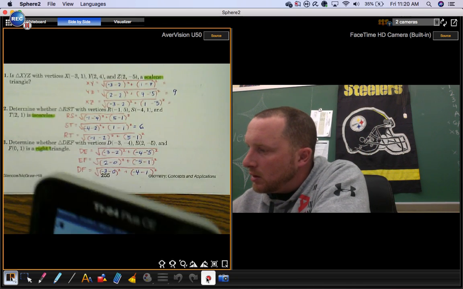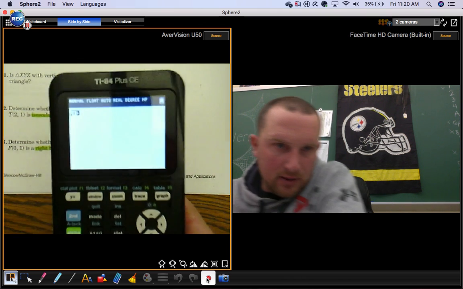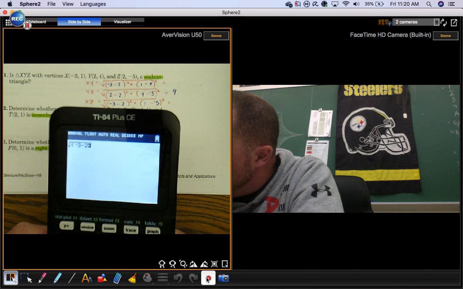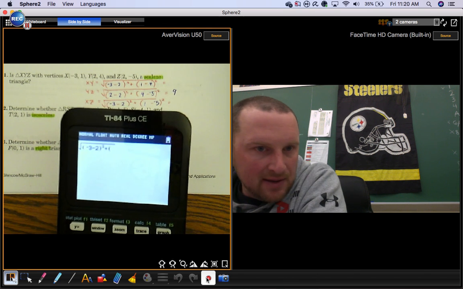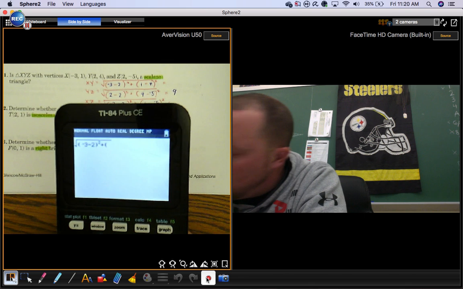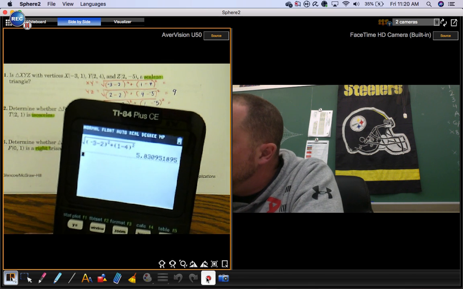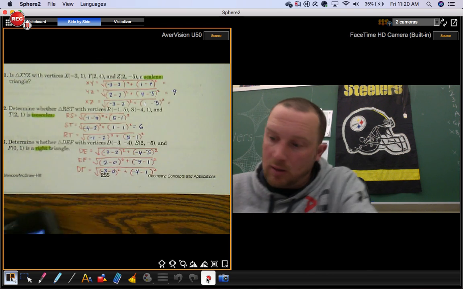So how far is it from X to Y? Let's figure that out. We're going to do negative 3 minus 2 squared. And then we're going to add that to our Y values. 1 minus 4 squared. And that's going to give me this answer, 5.83, I'll call it.